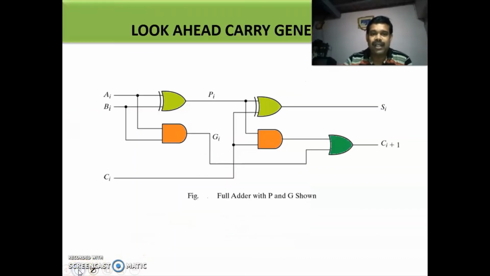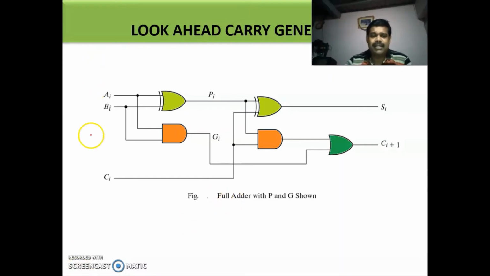Now next is the look ahead carry generator. The disadvantage of the parallel adder is the long carry propagation time. The final result will be obtained only after the propagation of carries from one stage to another, because the carry output of the first is connected to the carry input of the second, and similarly for successive stages. Due to the long propagation time, the circuit will be slower. In order to overcome that, we go for the look ahead carry generator, where you generate the carry in advance.